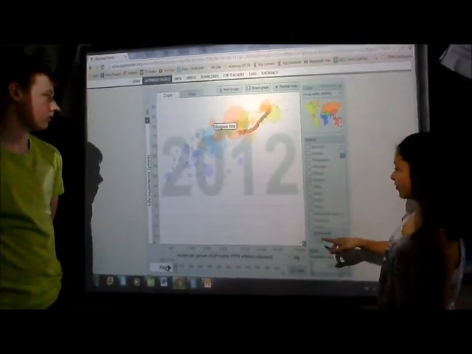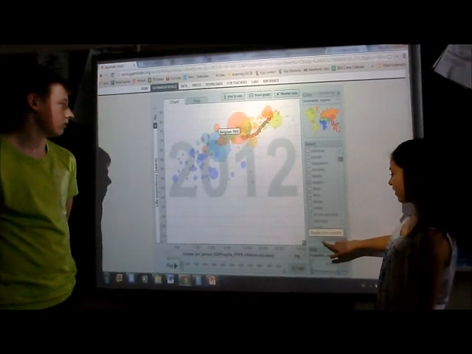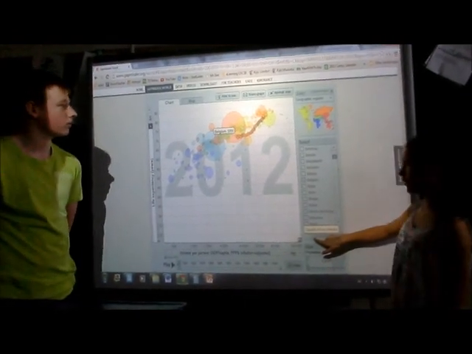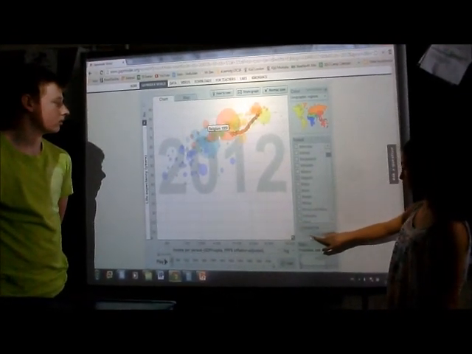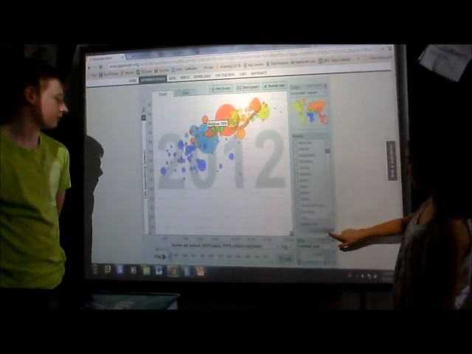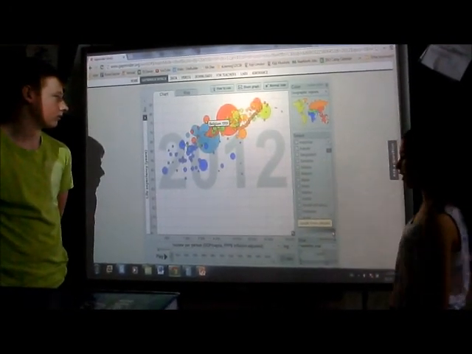And you can change the color transparency of all the other countries by scrolling this. The darker it gets on this side, the darker the countries are.